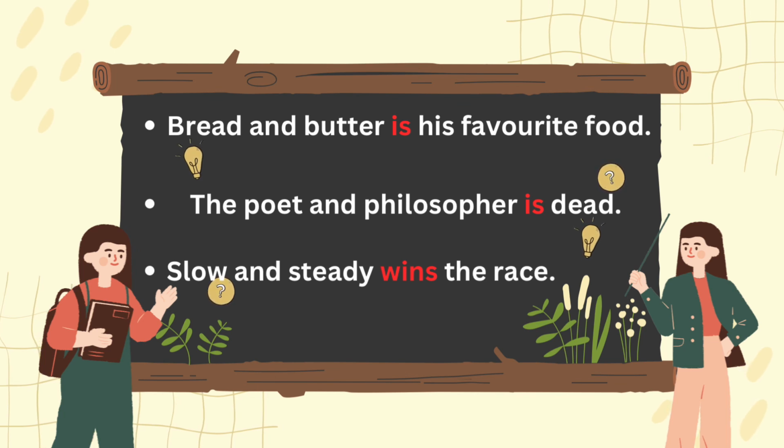The poet and philosopher is dead. Again, poet and philosopher look like two different singular subjects, whereas they refer to the same person. Therefore, the verb used is singular. Slow and steady wins the race. These are all examples of how when two subjects represent the same idea or refer to the same person or thing, the verb used is singular.